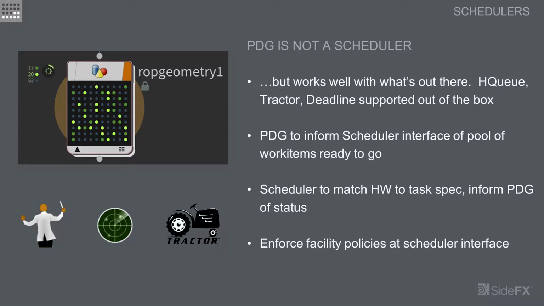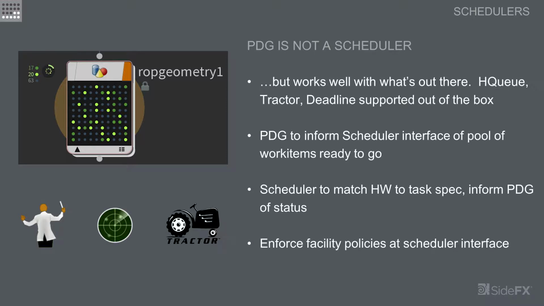Okay, so now the way the PDG works is that at any time it knows there's a pool of work items that are kind of ready to go. And it goes through the scheduler interface to say, hey, Mr. Tractor, Mr. Deadline, whoever it is, I have this work item I need to get done. Would you do it for me? And the work item gets serialized, the attributes get serialized to this JSON file. JSON file gets copied to the right place on the farm. And then the scheduler does its thing.